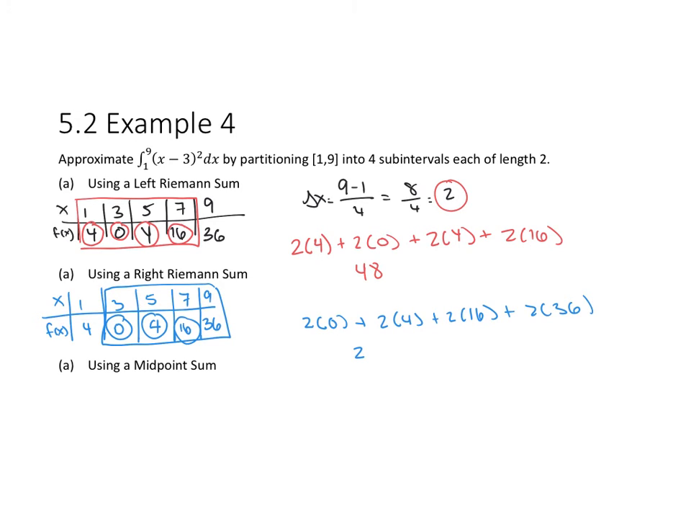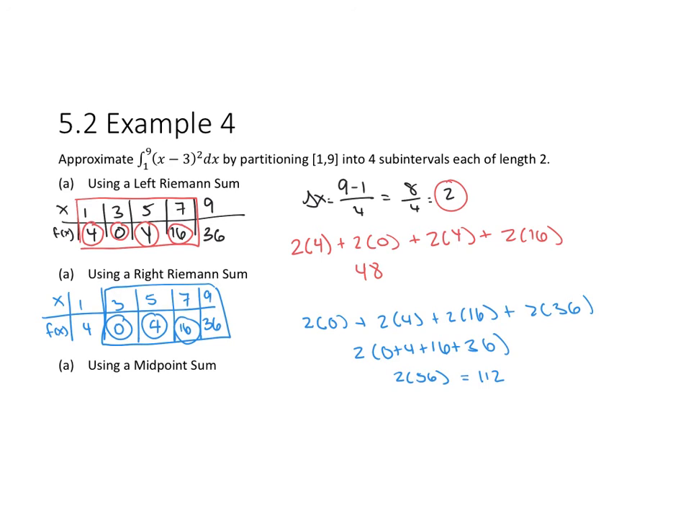Of course, you could always factor out the 2, because 2 is in each one, and do 0 plus 4 plus 16 plus 36, if that's easier for you. So 20 plus 36, we get 56, and then 56 times 2. That might be a little bit easier to do the computation, but it doesn't matter, you get the same answer. So I know that my area is going to be between 48 and 112. Now let's do the midpoint.